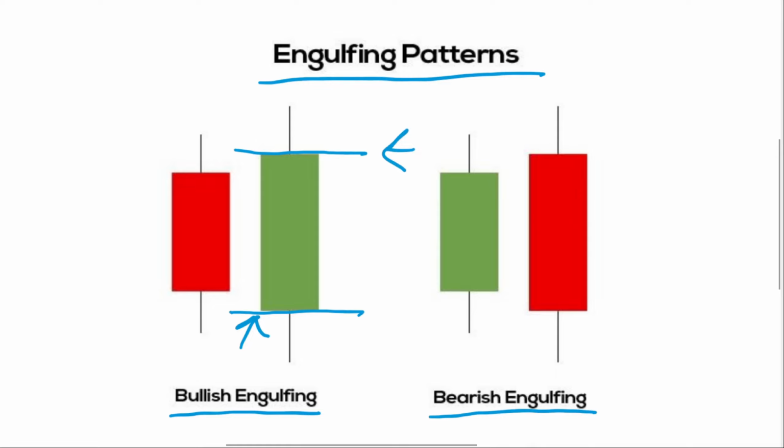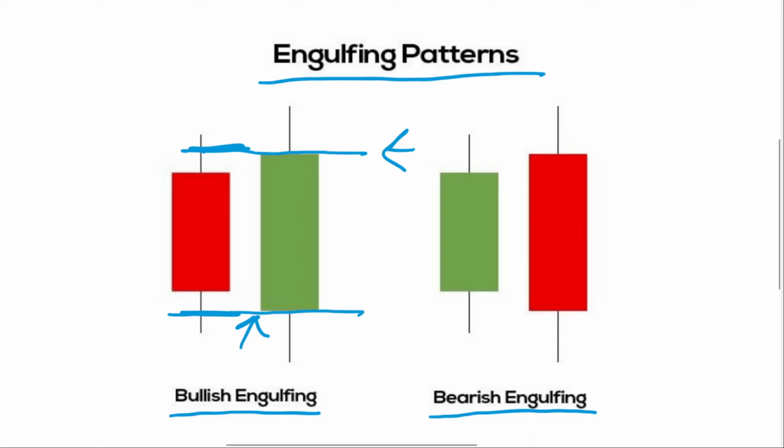And in order for it to be a bullish engulfing pattern, we need to open below the red one and close above the red one. And this is where the name comes from. The green candle sort of engulfs the previous red candle.